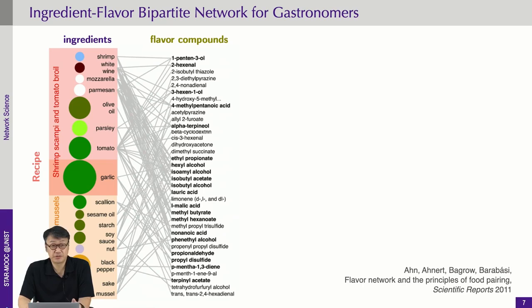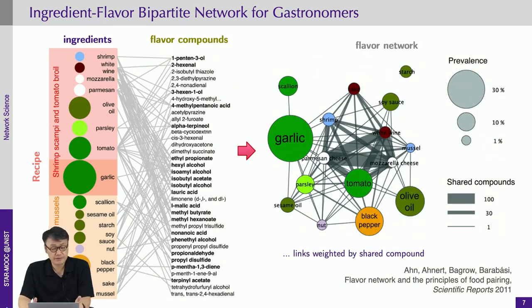This process has contributed to the current diet of humans, which is influenced by factors ranging from evolved preference for sugar or fat to palatability, nutritional value, culture, ease of production, and climate. So again, as we saw in the previous slide, this ingredient compound bipartite can be reduced into a flavor network, from which you can draw some meaningful conclusions.